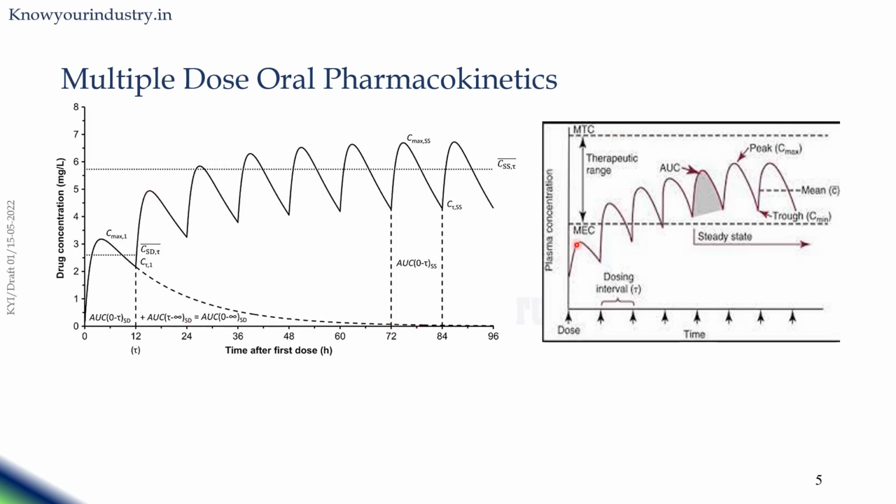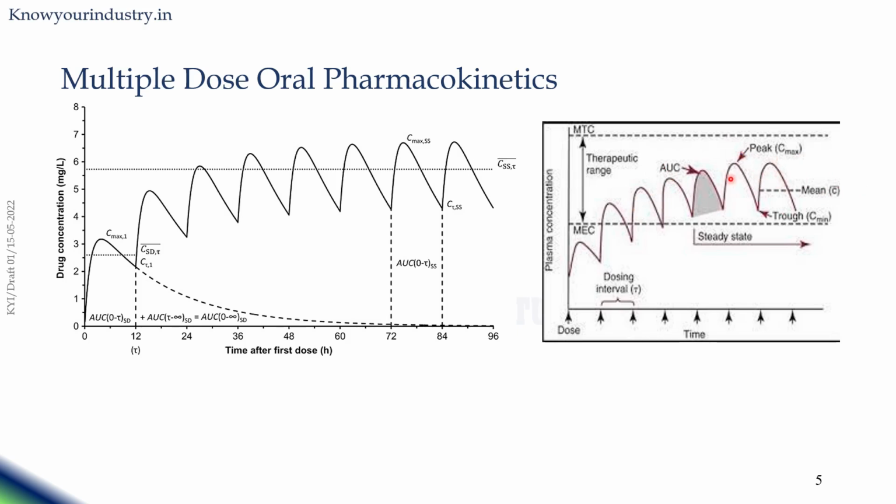It also explains the similar parameters, but at the range of minimum effective concentration and minimum toxic concentration. This is the minimum toxic concentration. Above this, the toxic effects or the adverse events are likely to happen. And this is the minimum effective concentration. During the steady state, the effective concentration is maintained. That is the whole objective of doing the multiple dose administration.